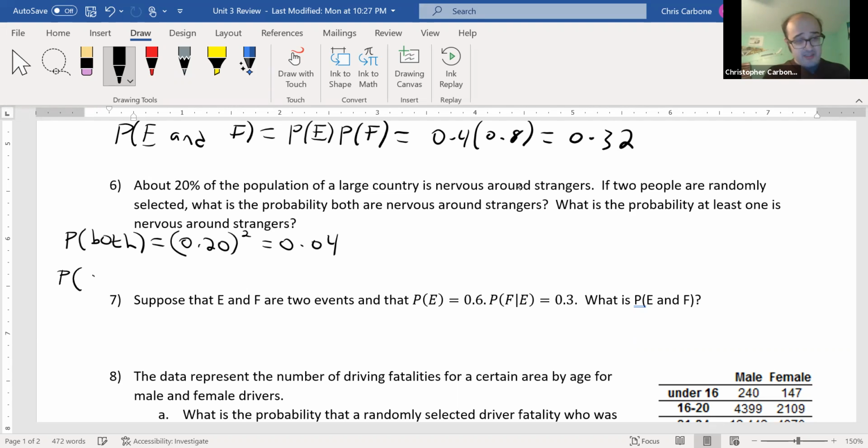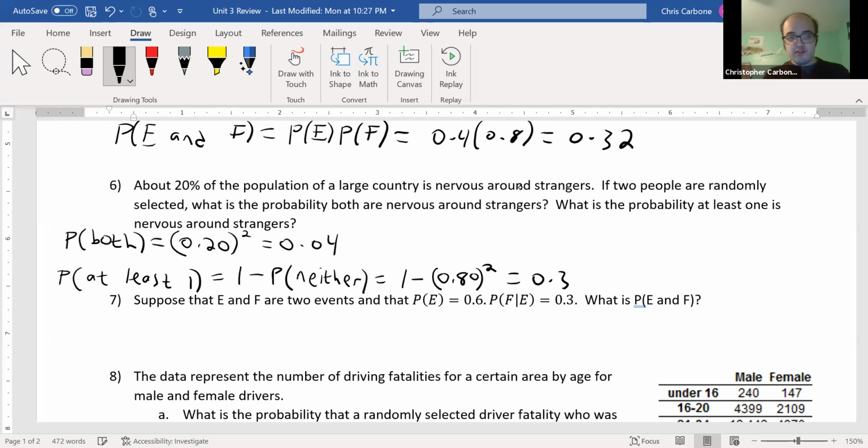For the probability of at least one being nervous, this will be 1 minus the probability of neither of them being nervous. So 1 minus, if the probability of being nervous around strangers is 20%, then the probability of not being nervous around strangers, or the complement, will be 1 minus 0.20, so 0.80. And we would square that since there's 2 of them. So 1 minus 0.80 squared is 0.36.